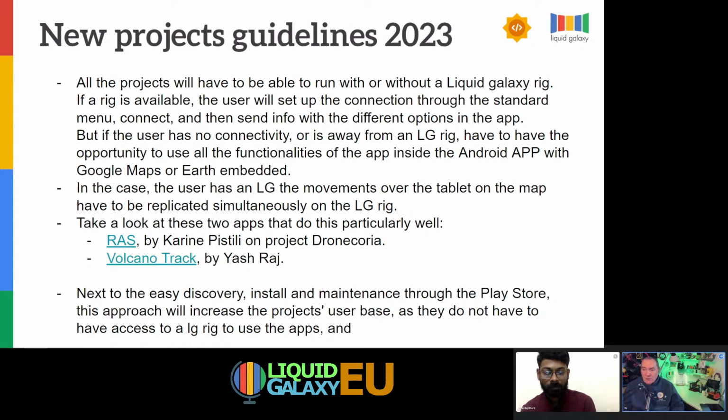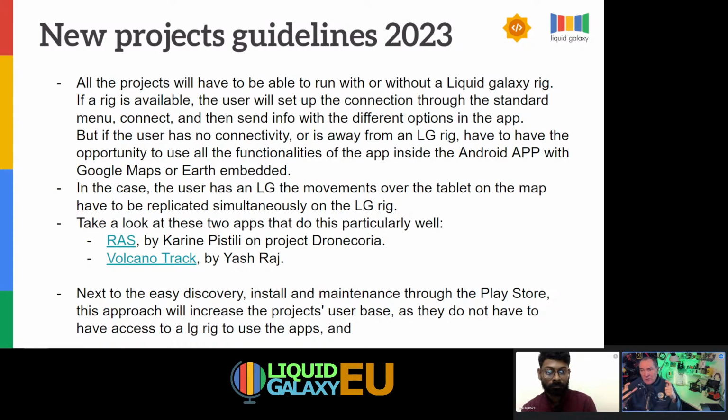So why this? This is because this way the applications that we are going to develop this year will have more visibility, more spread possibilities, because people will not have the obligation to have a Liquid Galaxy at that moment to be using the application. And I wanted to mention two different applications. One is yours, Josh, the application you did last year. You will explain in a second about this, the Volcano track, and also the application Rust developed by Karine Pistilli with Project Drone Korea. Those applications are a very good sample of this technology.